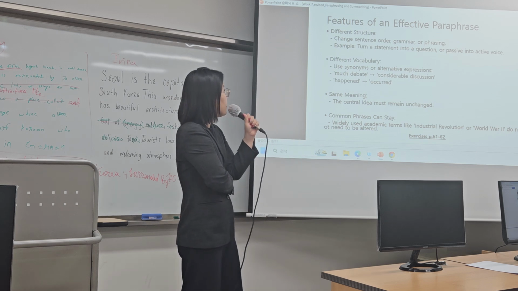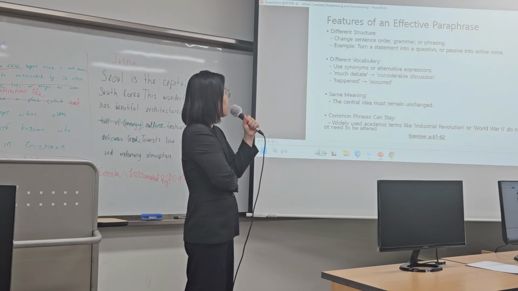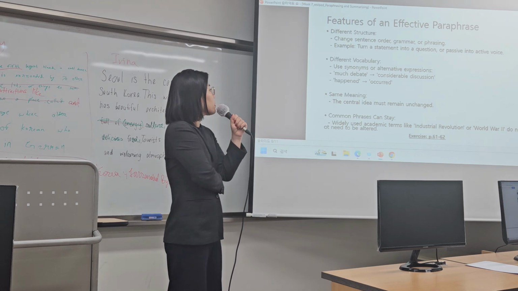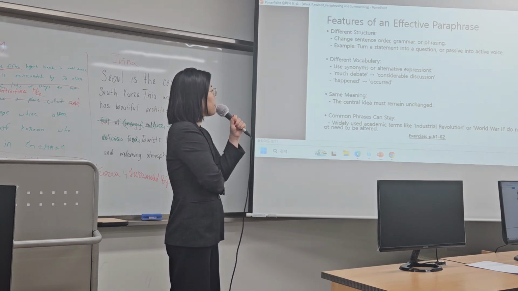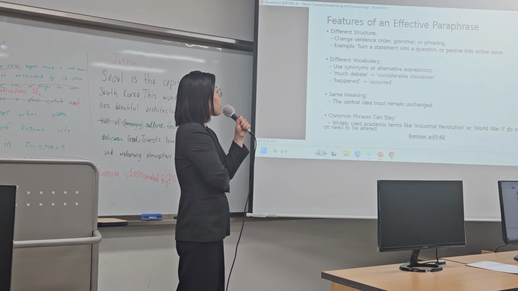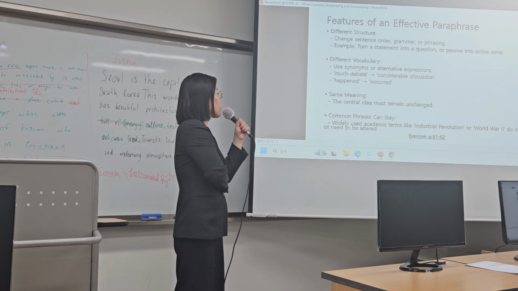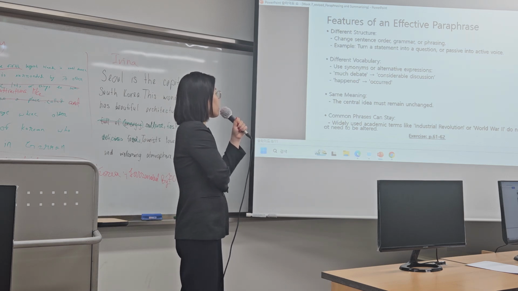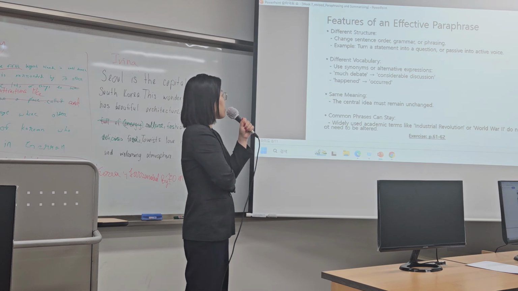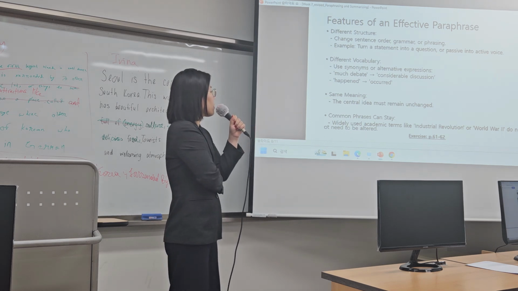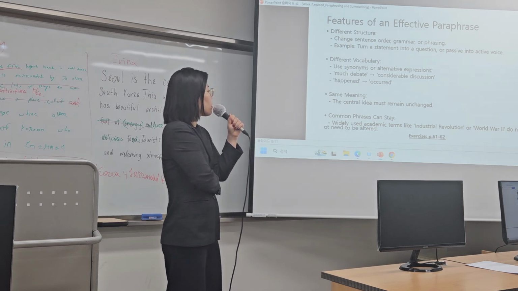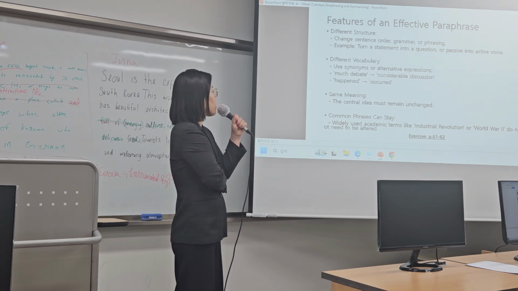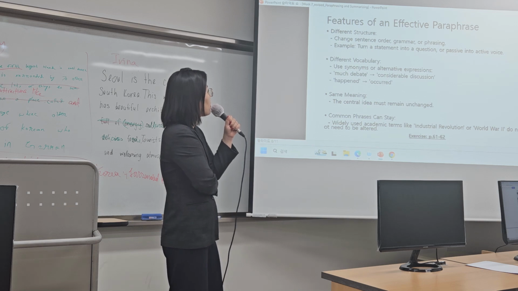All right, so features of an effective paraphrase. Chinggis, can you read on? Different structure. Change sentence grammar or phrasing. Example: turn a statement into a question, or passive into active voice. Different vocabulary. Use synonyms or alternative expressions. Much debate, considerable discussion. Happened, occurred. Same meaning. The central idea must remain unchanged. Common phrases can stay. Widely used academic terms like Industrial Revolution or World War II do not need to be altered.